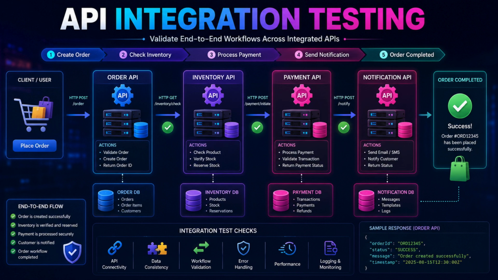Fourth is integration testing. Here we verify whether multiple APIs and services work correctly together. For example, when a customer places an order, the order API may communicate with inventory, payment, and notification. Integration testing ensures that the complete workflow works smoothly from beginning to end.